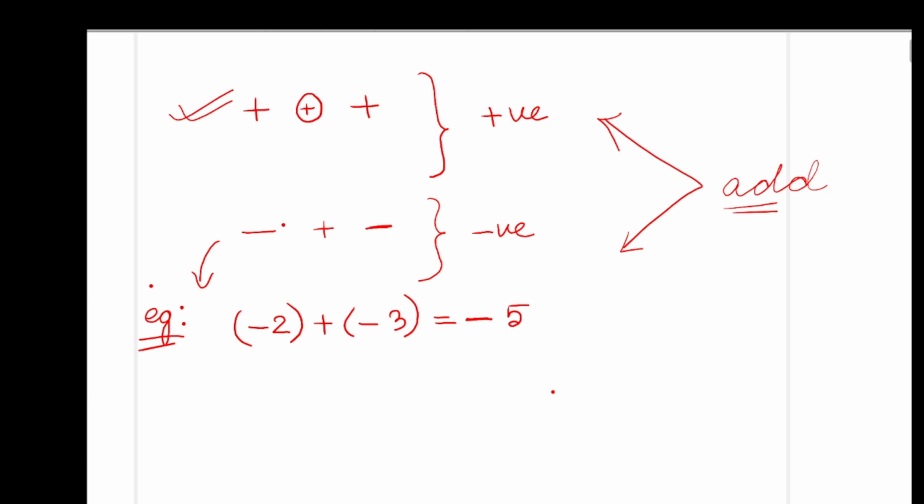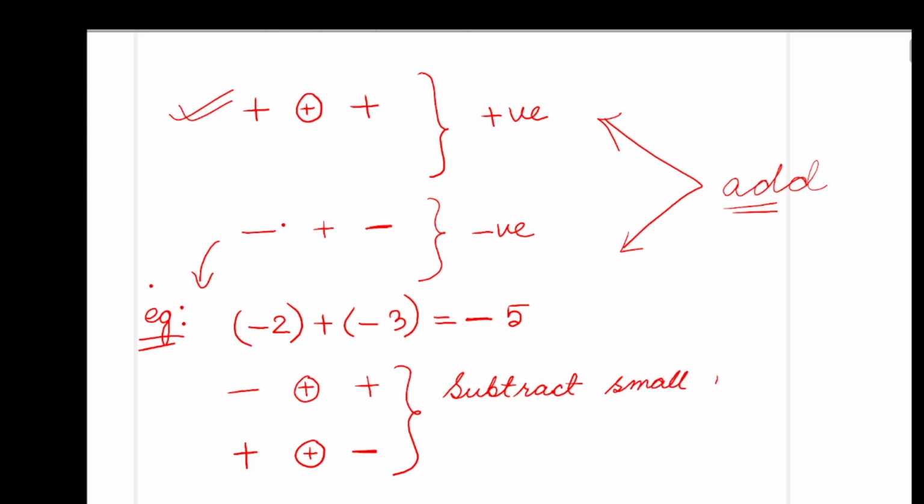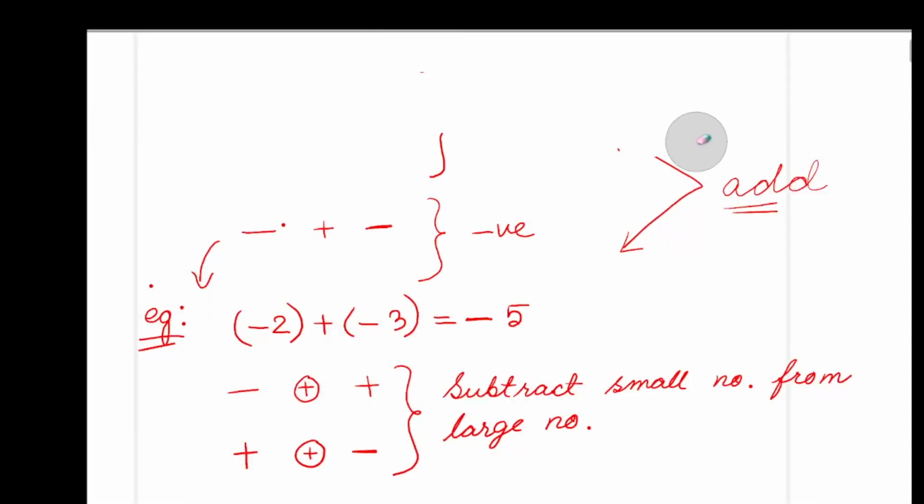Okay. Next important point: when two numbers you are adding have opposite signs, then what to do? You have to subtract the small number from the large number. Okay. So I will rub the first part. This part you just pause the video and write it down.